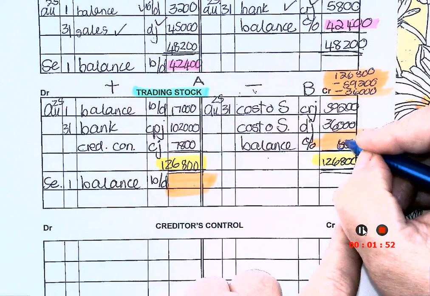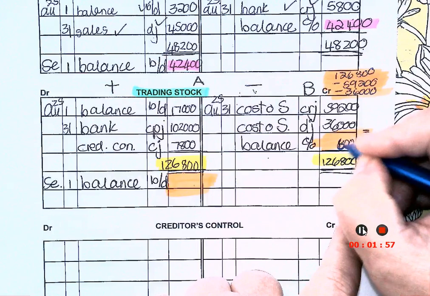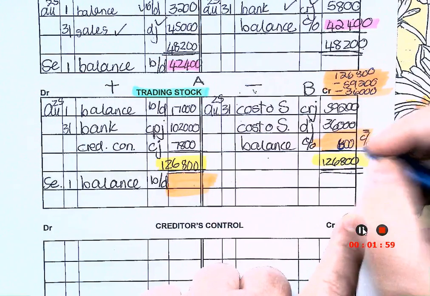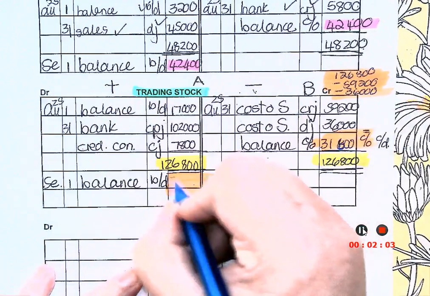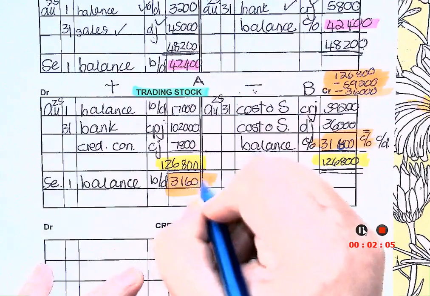Anybody? Yeah, it's something 600, sorry. How much? 31,600. And then I bring down the balance on this side. Okay.